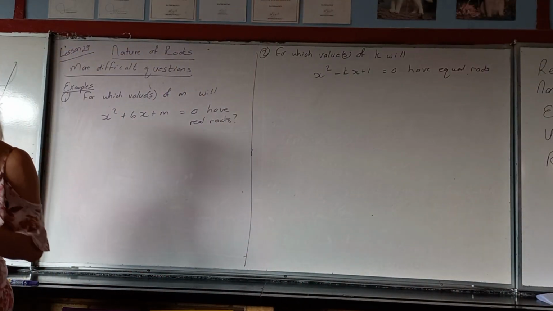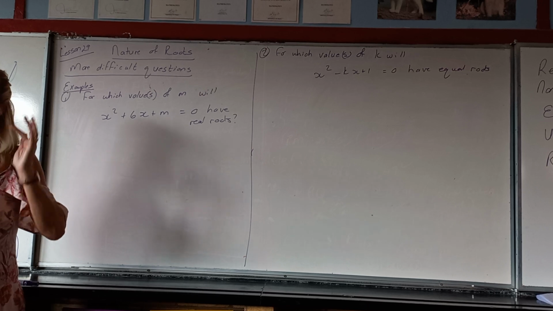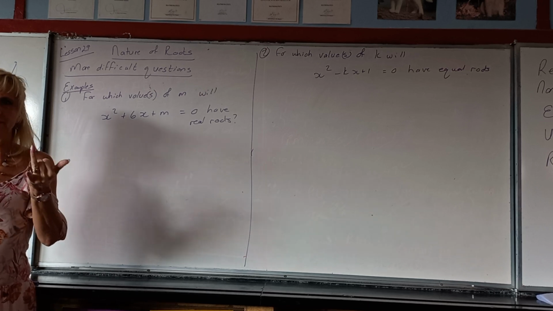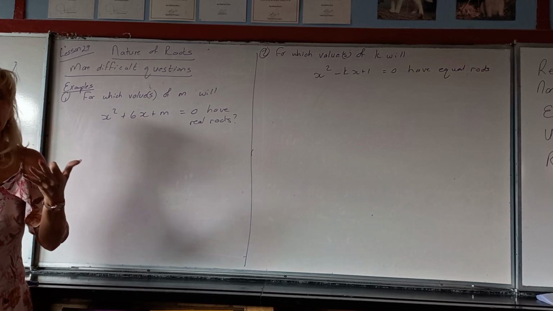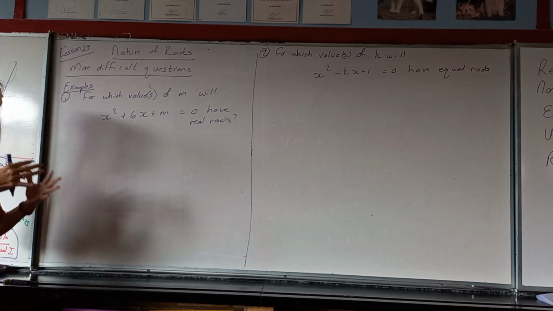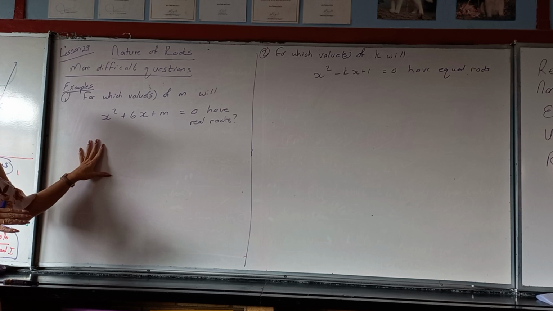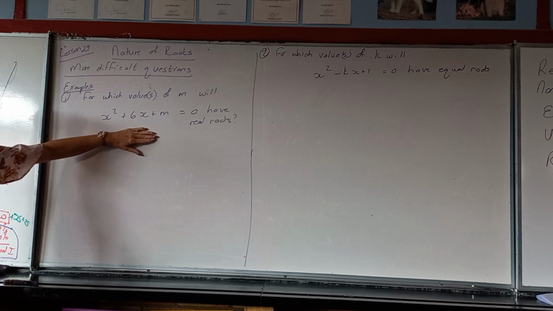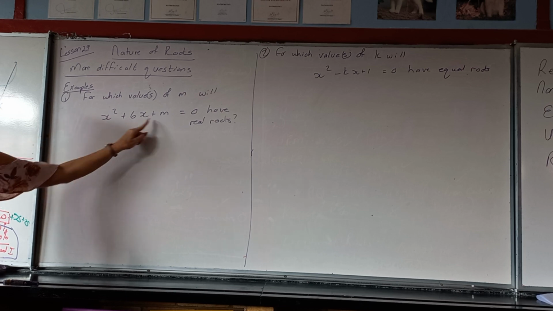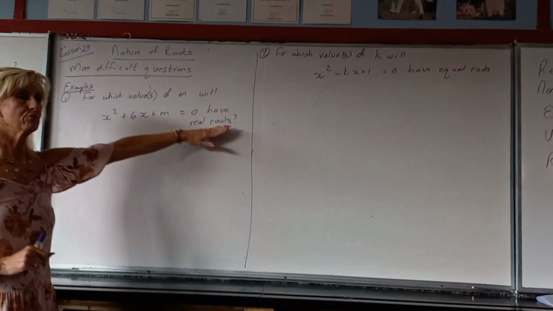Indications of the nature of roots. So we know now that the nature of roots can be real or non-real, equal or unequal, rational or irrational. So now I can apply those sums to nature of the roots. If I ask you a question, these are examples of that. If I ask you for which values of m will this quadratic equation have real roots.